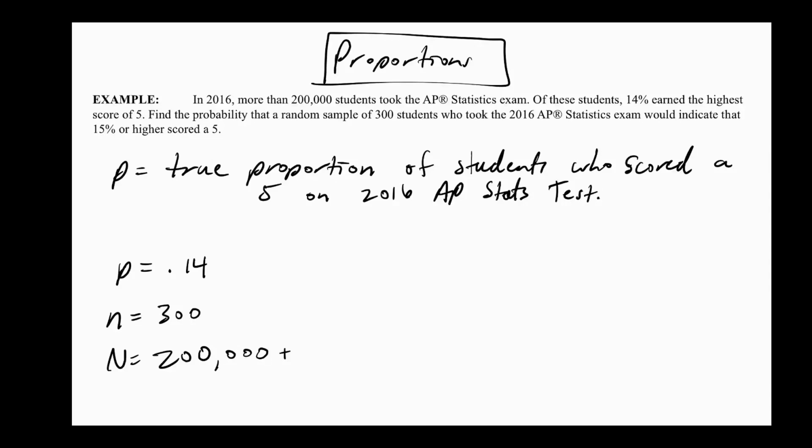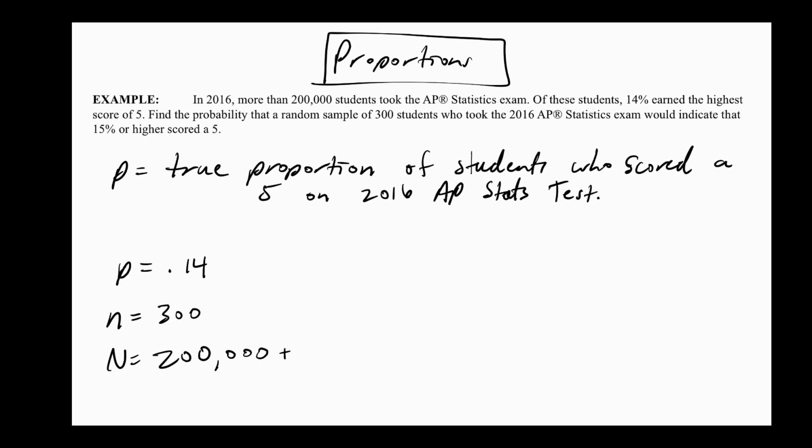Okay, so going back to the question, in 2016, more than 200,000 students took the AP Statistics exam. Of these students, 14% earned the highest score of 5 on that test. Find the probability that if I took a random sample of 300 who took the same test, that sample would be higher than 15%, 15% or higher.